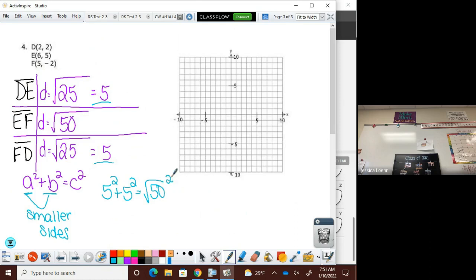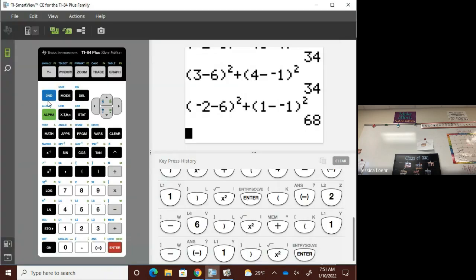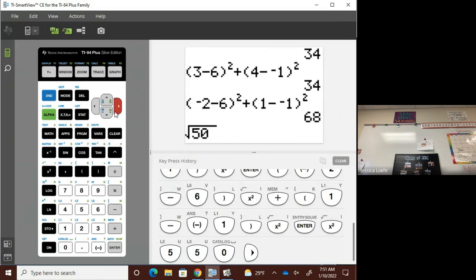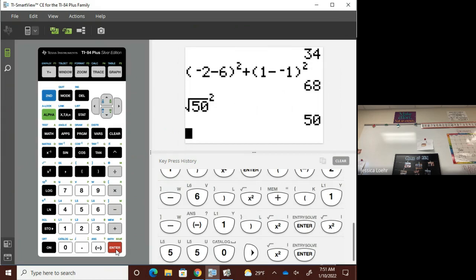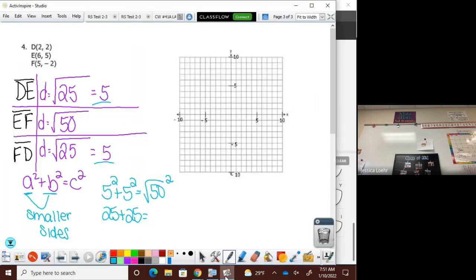If that works, it's a right triangle, because for every right triangle, the sides fit into the Pythagorean theorem. If that does not work, it's not a right triangle. So 5 squared is 25, plus 5 squared is 25, equals radical 50 squared. Whenever you take a radical and square it, you always just get the number underneath the radical, but if you weren't sure about that, you could plug it in your calculator, and you get 50. And we all know 25 plus 25 is 50, so 50 equals 50, so that works.